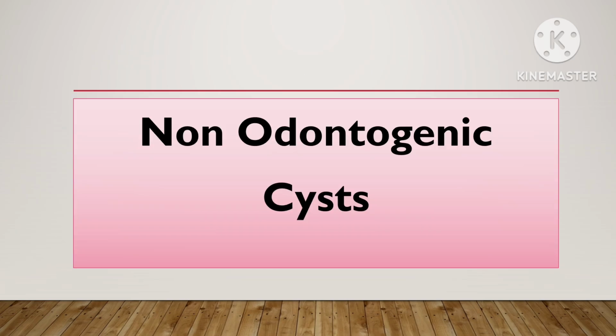Non-odontogenic cysts as periapical lesions are rare but can occasionally be found near the root tips of the teeth. Unlike odontogenic cysts, these cysts do not originate from tooth-forming tissues. Instead, they arise from other developmental remnants or defects.